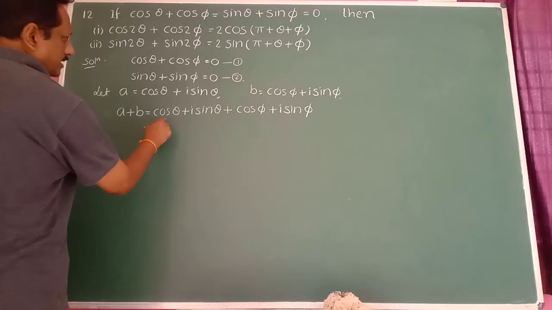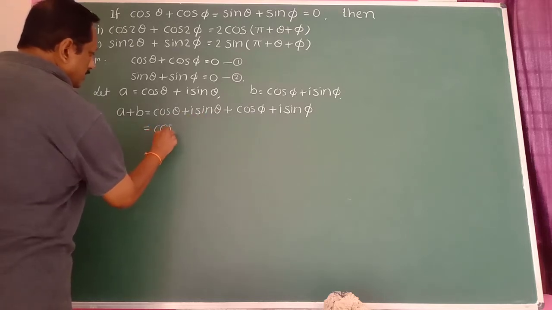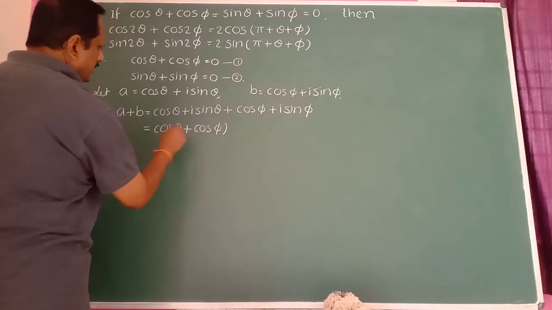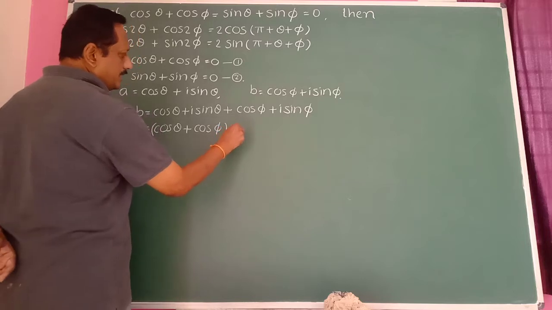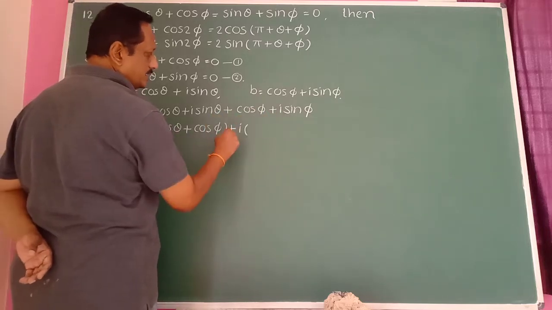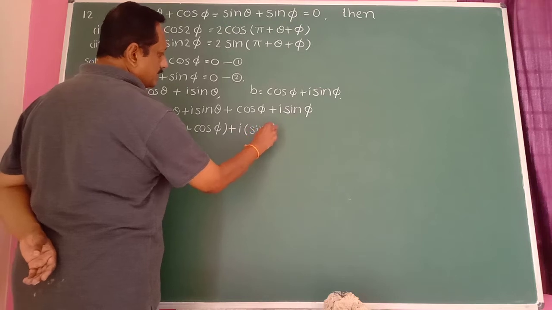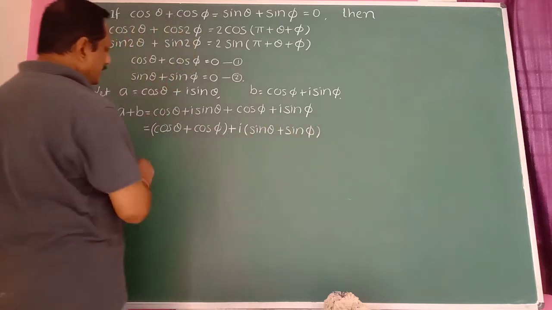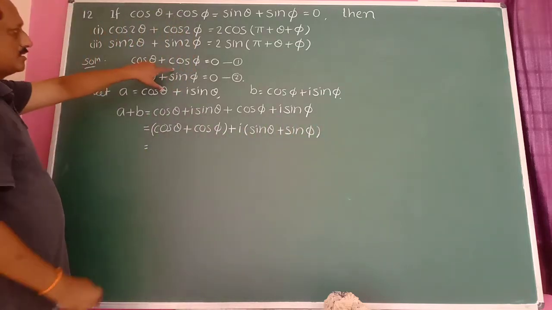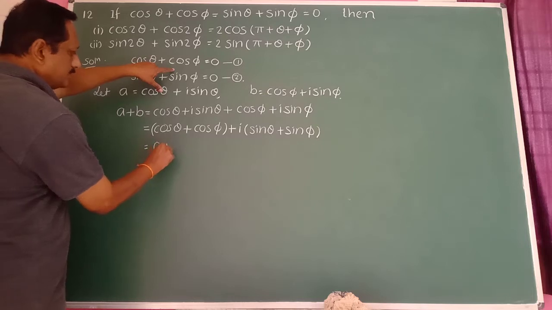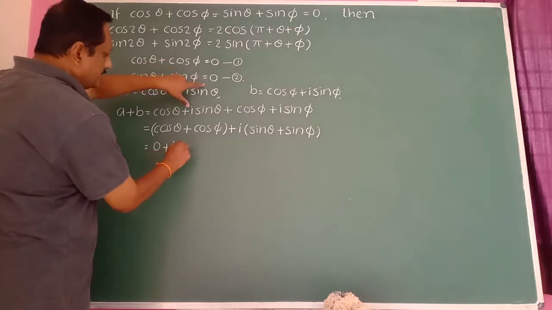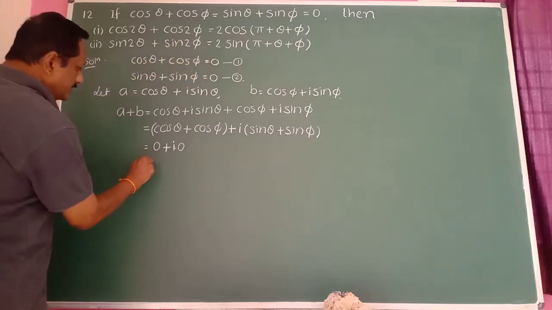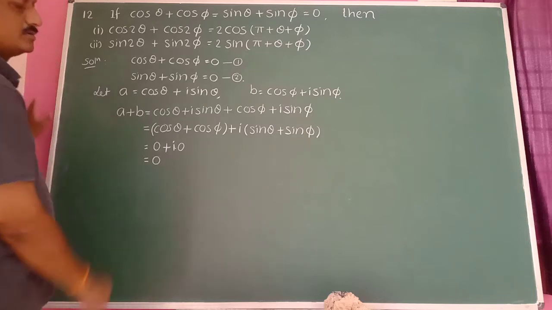Therefore, this is equal to, write the real parts in one bracket. Cos theta and cos phi are the real parts, so write in one bracket. From the remaining terms, the imaginary part, i is common. Then write sin theta plus sin phi. And this is equal to cos theta plus cos phi, which is 0, plus i into sin theta plus sin phi, which is also 0 from equations 1 and 2. Therefore, this becomes 0. A plus B is equal to 0.